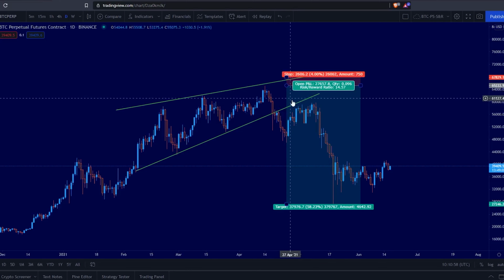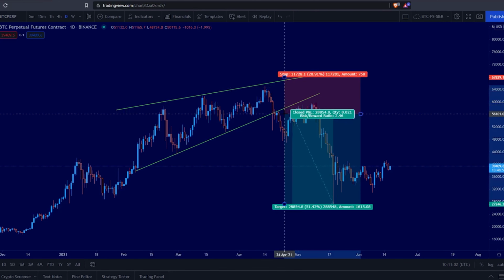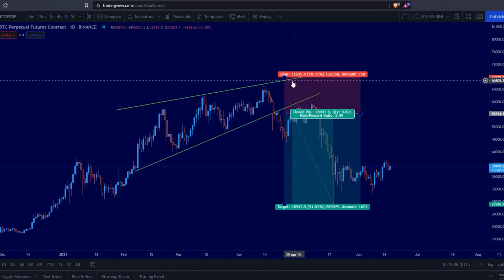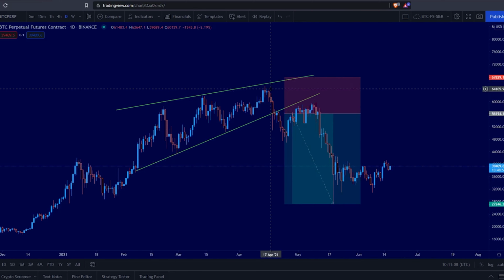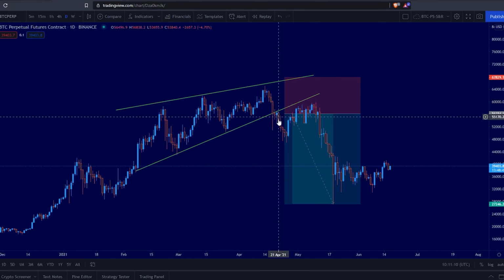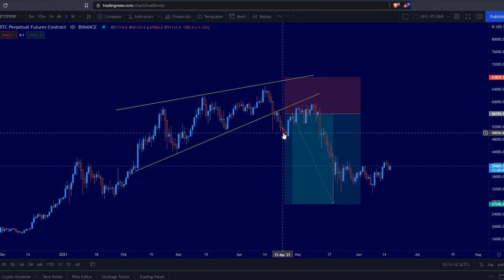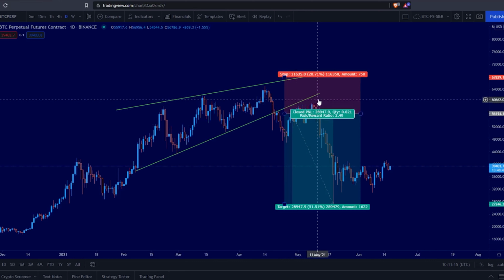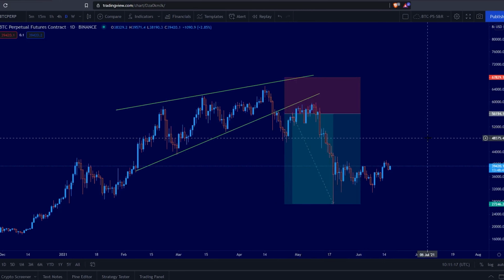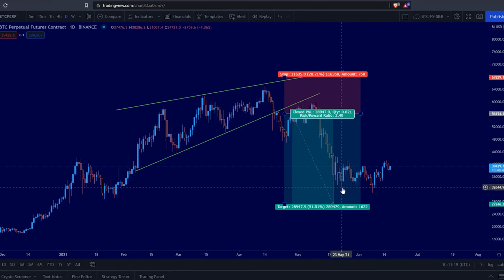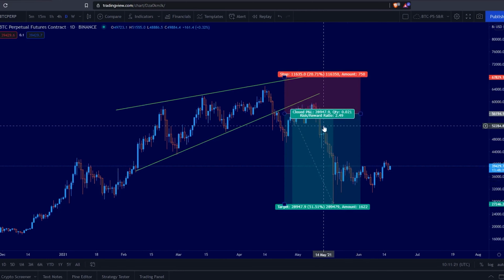Now, if we were to do this based on a safe entry point, we would essentially jump in around about here. And as you can see, this is a safe entry. We've waited for it to break the wedge, which it has, and it's fallen down. However, as you can see here, we did have some uptrend again before we saw a further break down to a full bearish trend, which you can see here.